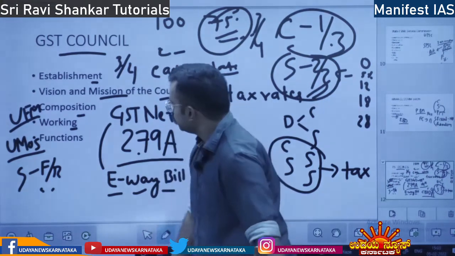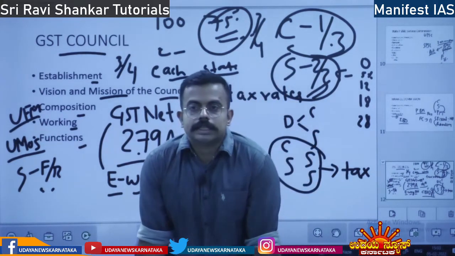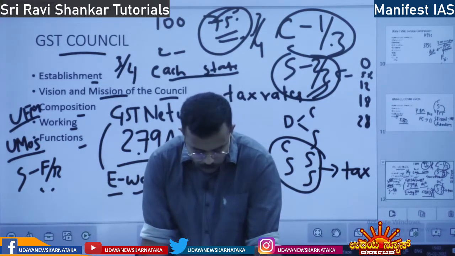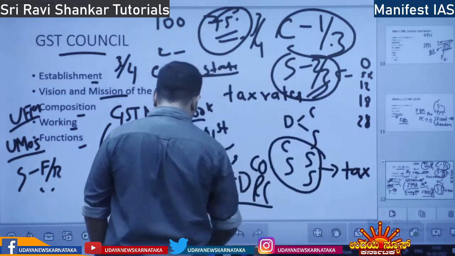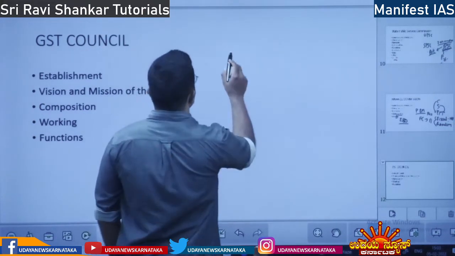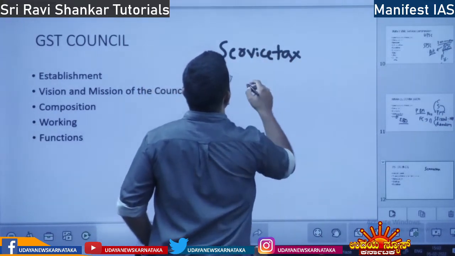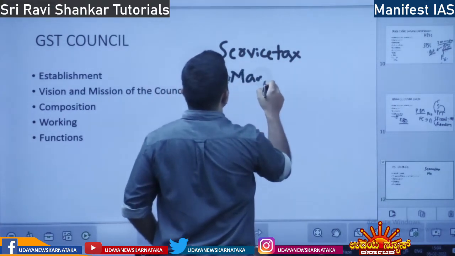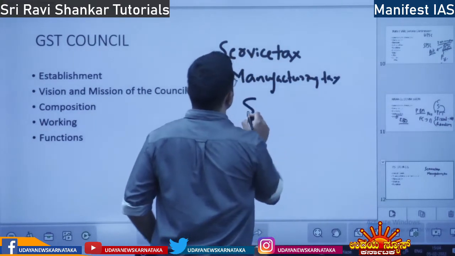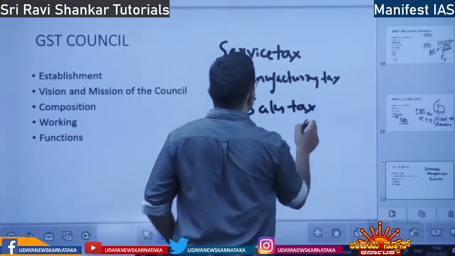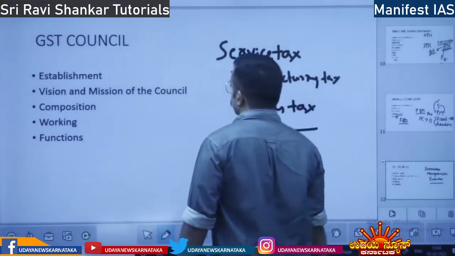GST Council. So next are the functions of the council. What are the functions? What are the taxes? Indirect taxes that need to be merged during the formation of GST. What all taxes did we merge? Service tax was merged, union manufacturing tax, sales tax, and many other indirect taxes, even entertainment tax. So many other taxes were merged into GST.